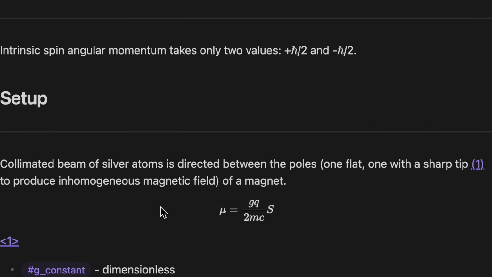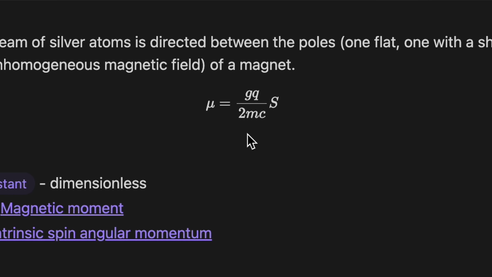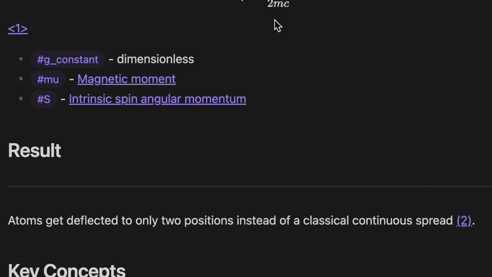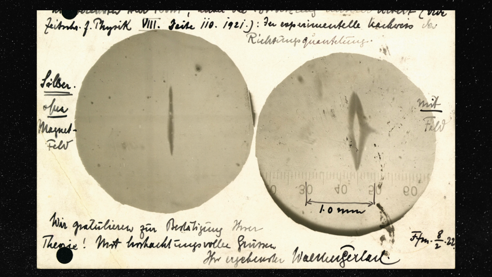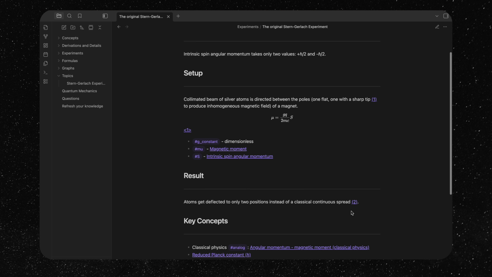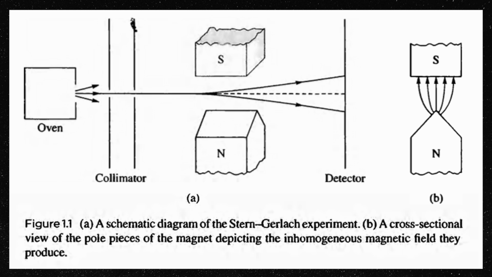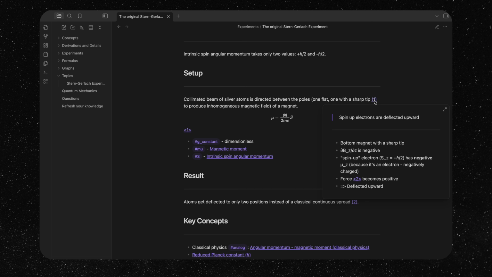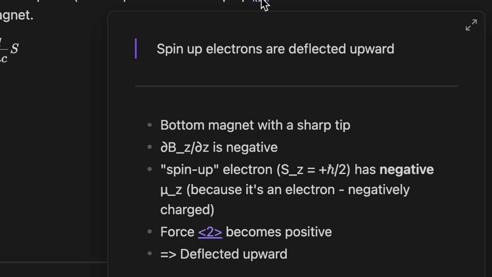The goal was to study the relationship between the electron spin and angular momentum. What they found was that instead of spreading out continuously, the atoms split into only two spots. This showed that angular momentum isn't continuous, it has discrete values. Now, here's something I didn't fully understand at first. So, why is there a sharp tip on one of the magnets? See, I forgot some things. That's why I made a separate note explaining this in detail.